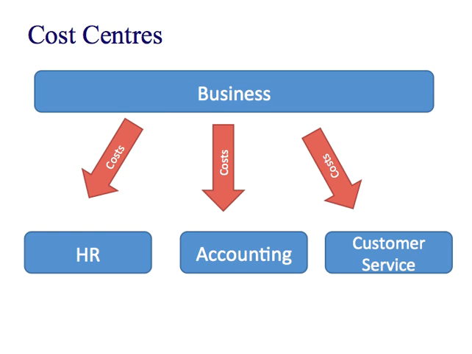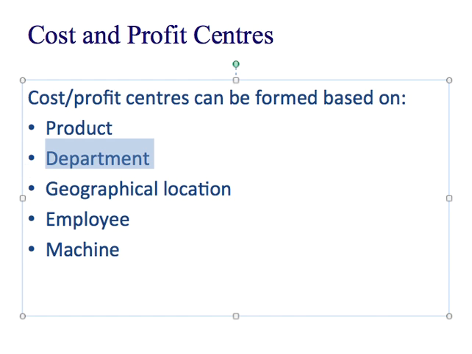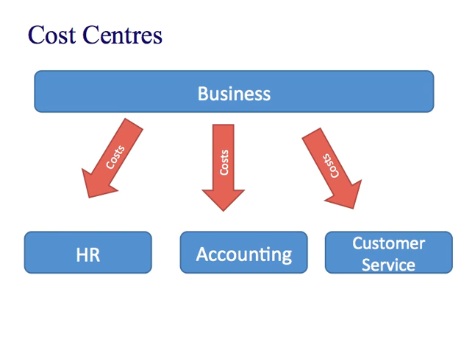Cost centre is a little bit different, basically because you can't allocate revenue to these cost centres. So cost centres tend to be more department based, because there are lots of departments that do not generate their own revenue. HR doesn't generate any revenue because it's not sales. Accounting doesn't generate revenue. Neither does customer service. So you can only allocate costs to these departments. That's why we call them cost centres.